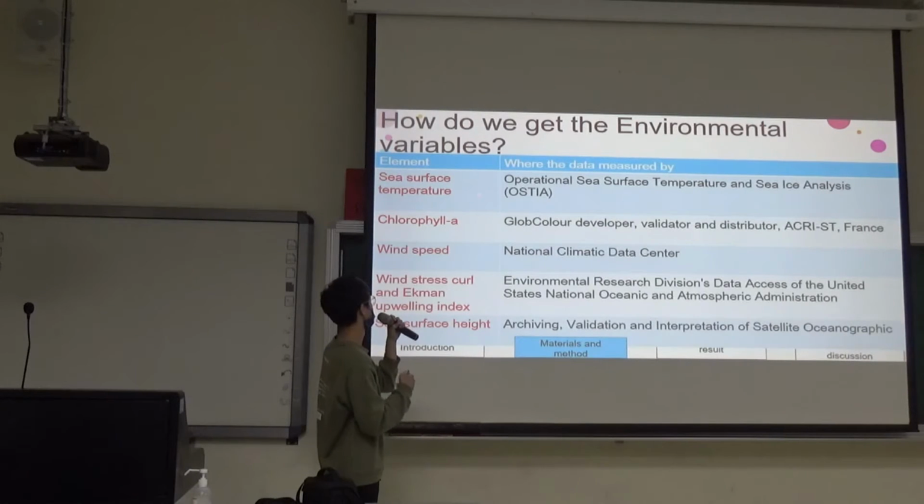First, the sea surface temperature is measured by OSTIA, and the chlorophyll A is measured by this organization in France. The wind speed is measured by the National Climatic Data Center. The wind stress curl and Ekman upwelling index are measured by this institute in the States. And sea surface height is measured by this institute.